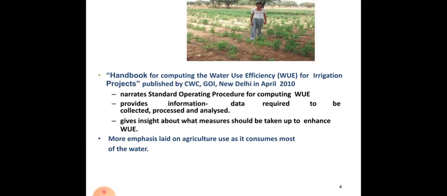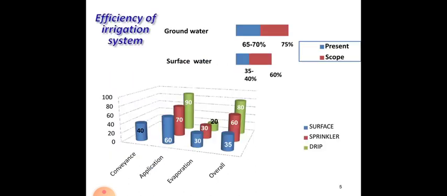The Handbook for computing the water use efficiency for irrigation projects, published by CWC GOI New Delhi in April 2010, narrates a standard operating procedure for computing water use efficiency, provides information on data required to be collected, processed, and analyzed, and gives insight about what measures should be taken up to enhance water use efficiency. More emphasis is laid on agriculture use as it consumes most of the water. This figure shows the efficiency of irrigation system.